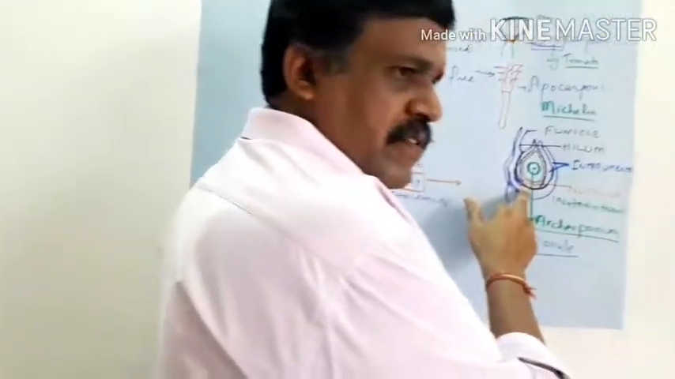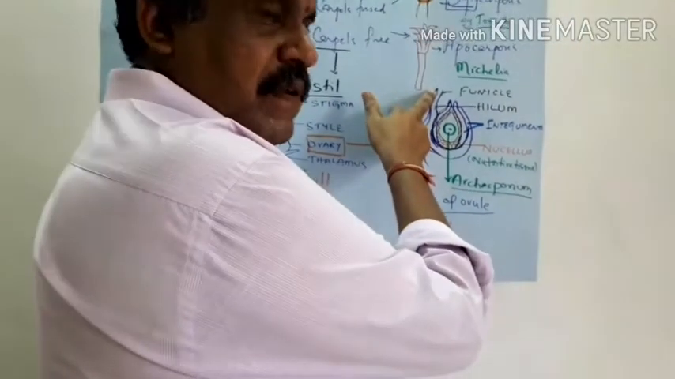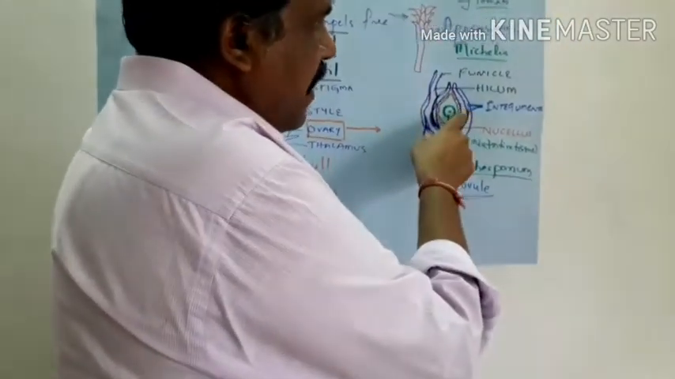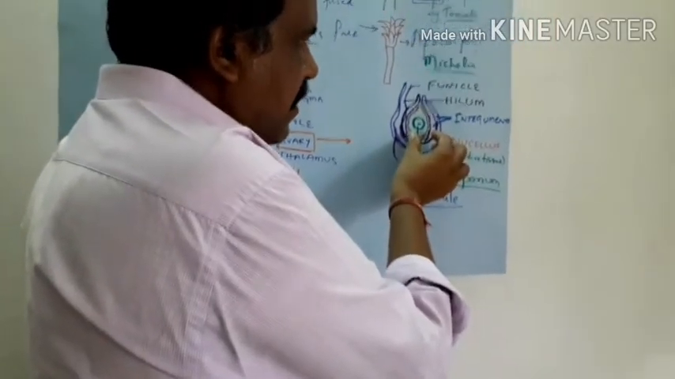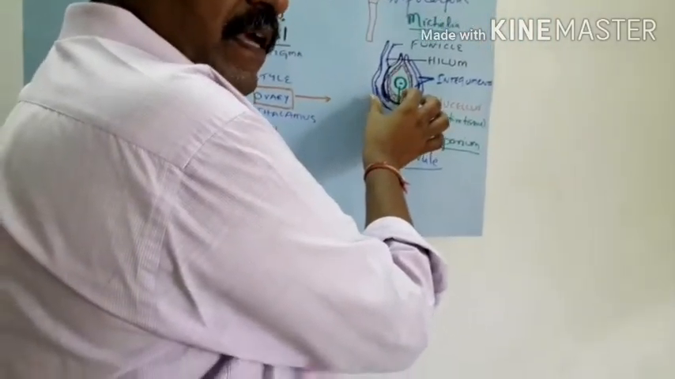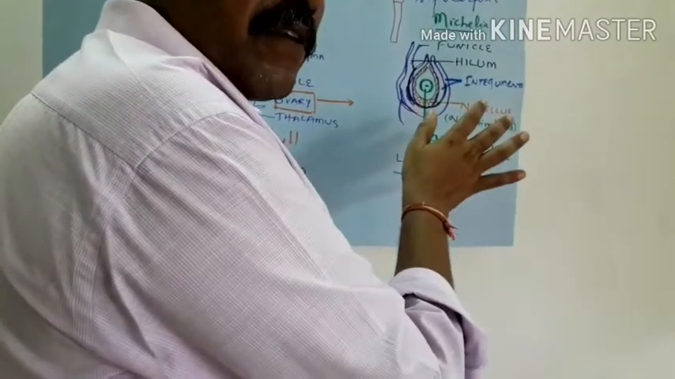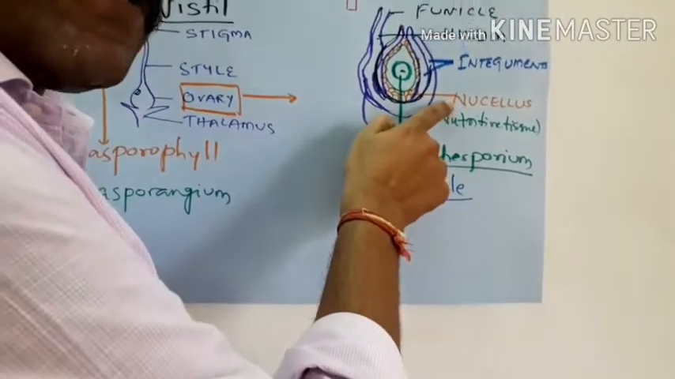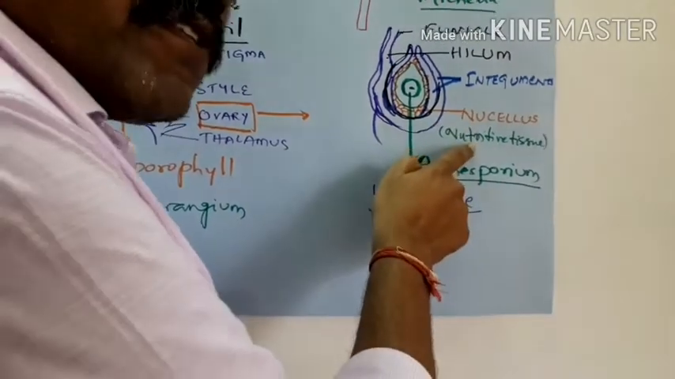The ovule is attached to the placenta by help of the funicle, and to the funicle with help of the hilum. And there are two protective layers which are actually protecting this structure. The two protective layers are called integuments. Inner to the integuments we have a mass of tissue. What is it called? Nucellus. And nucellus is a nutritive tissue.